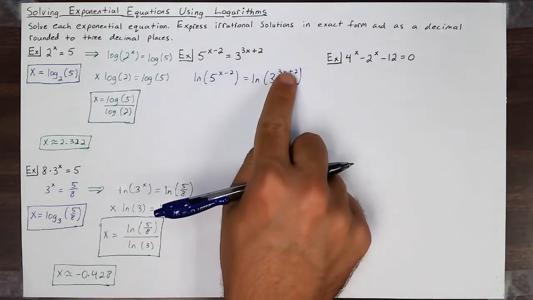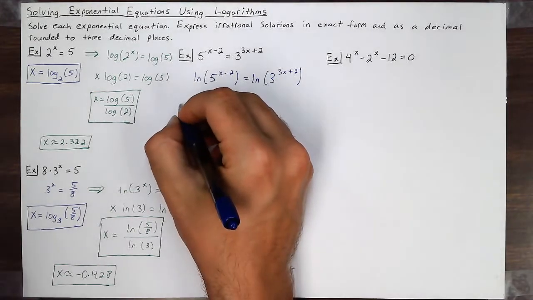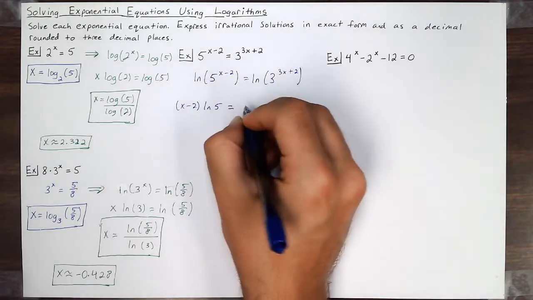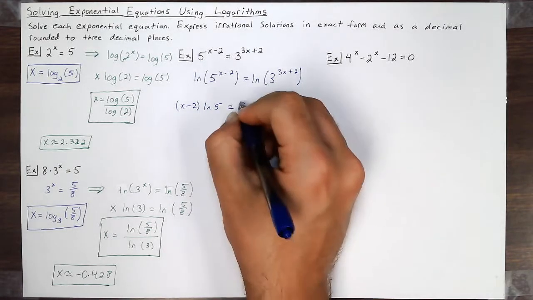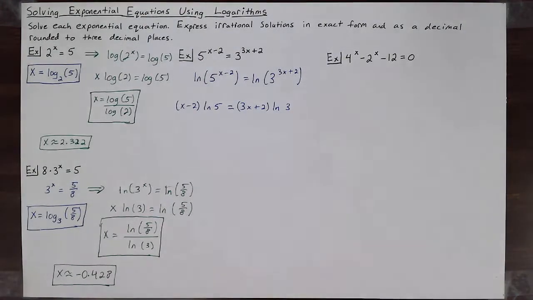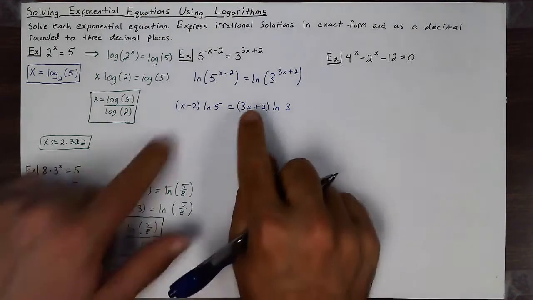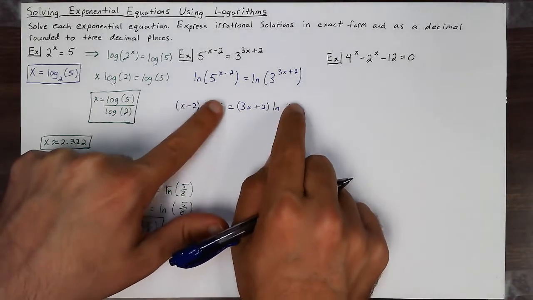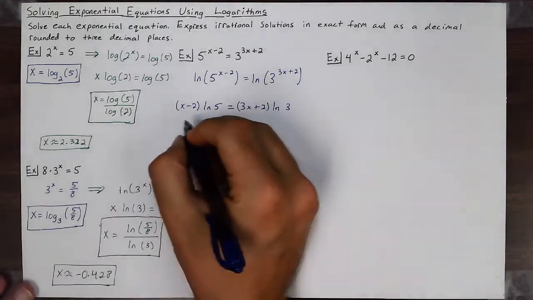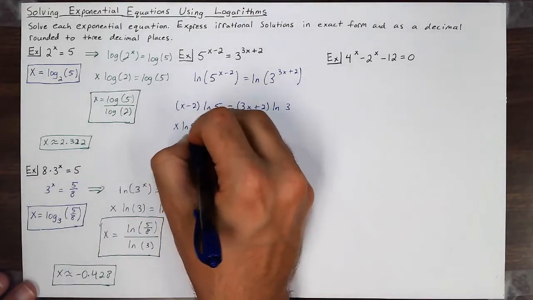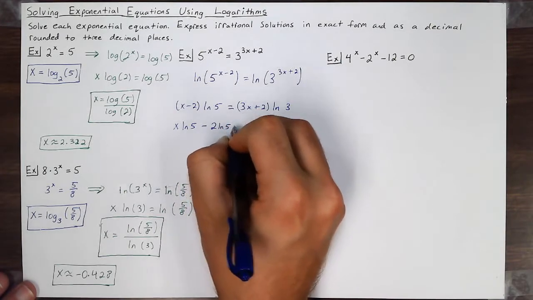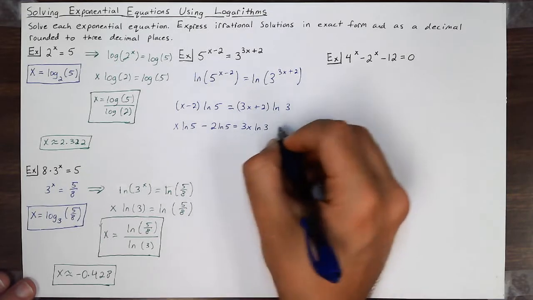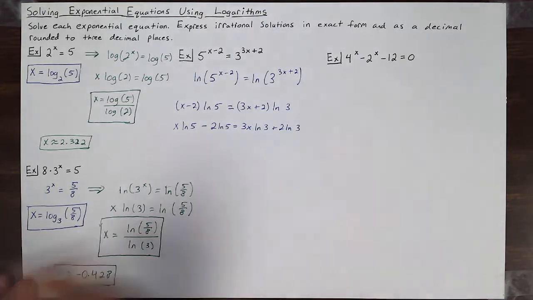And now I can move those powers out in front of those logarithms. So I'll have x minus 2 times the natural log of 5 is equal to 3x plus 2 times the natural log of 3. And now I want to combine my x's on one side of the equation, but in order to do so, I have to distribute these natural logs into those parentheses. So I'll get x natural log of 5 minus 2 natural log of 5 equals 3x natural log of 3 plus 2 natural log of 3 when I distribute.